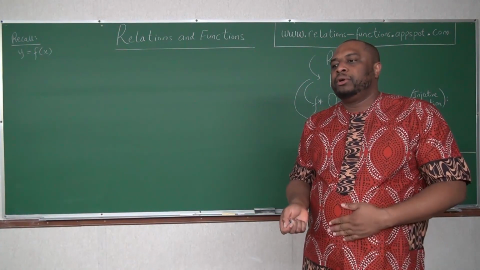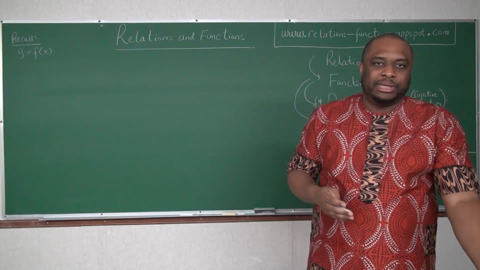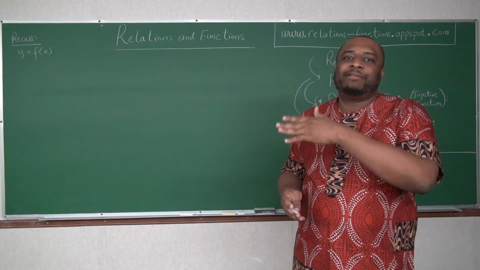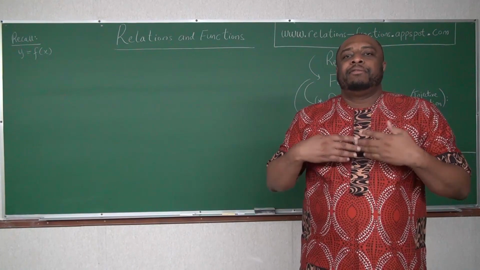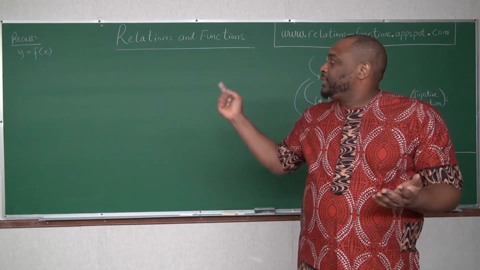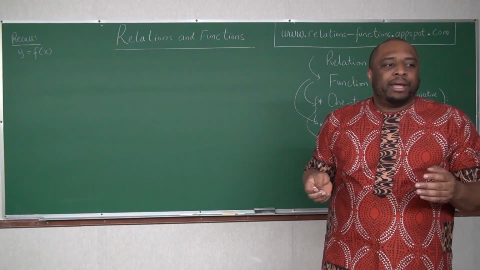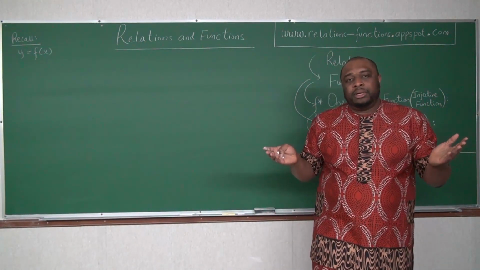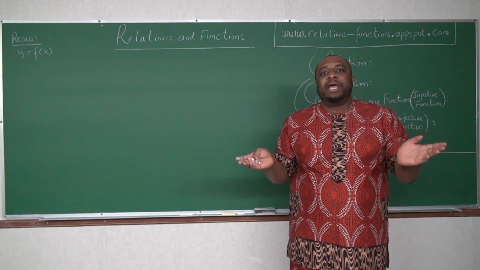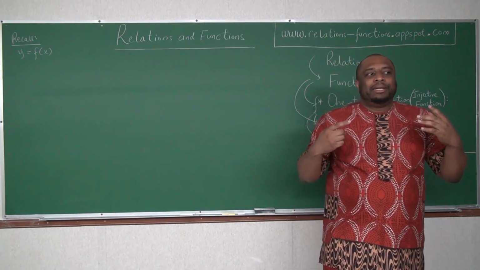So a relation is a set of ordered pairs for which there is an output for each input. Now, an input can have one output, an input can have two outputs. Input is the X, output is the Y. An input can have three outputs, an input can have 4 outputs, an input can have 10 outputs. The same input.